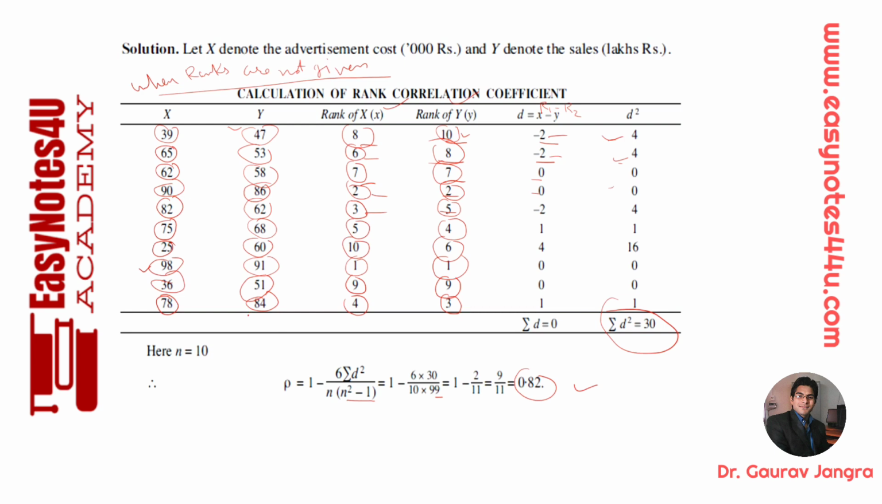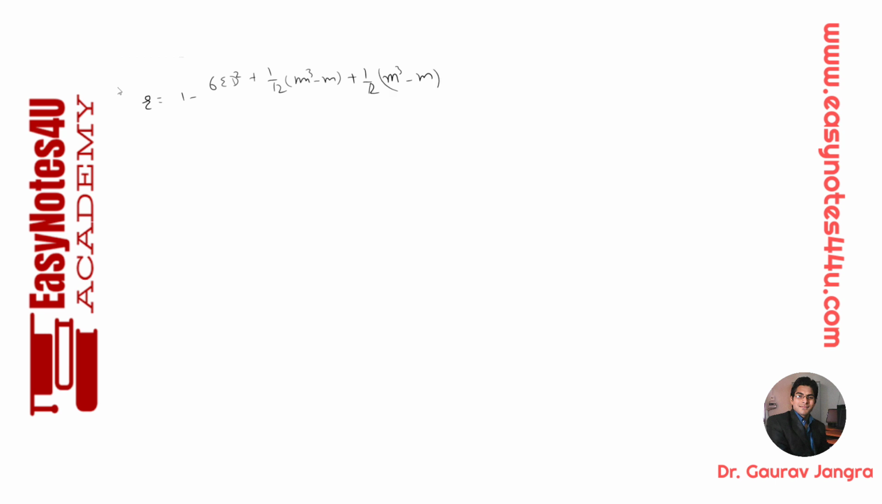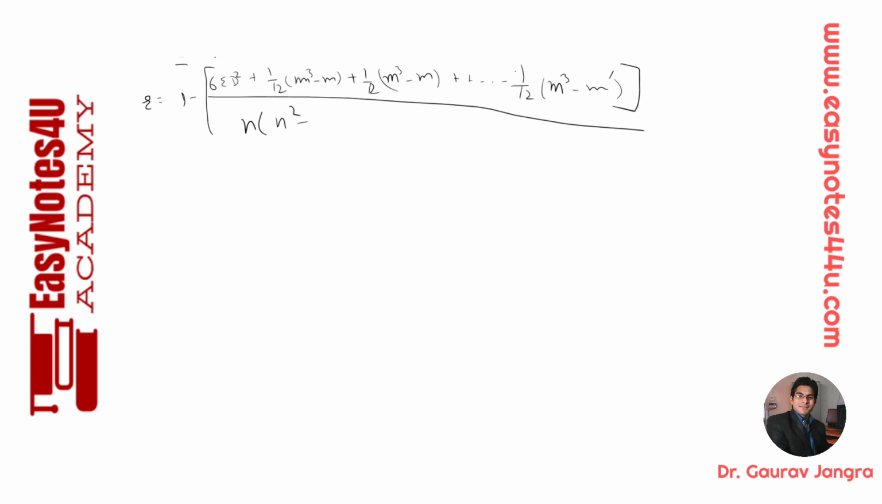So for the equal and tied rank, I will just tell you how you can calculate. In the equal or tied rank, we have to use the formula. Which formula you can use? 1 minus 6 into summation d square plus 1 divided by 12 m cube minus m, plus 1 divided by 12 m cube minus m, divided by n square minus 1. M means the repetition of rank, the rank which is repeating, and so on. So this formula we can use when there is an equal rank or tied rank.